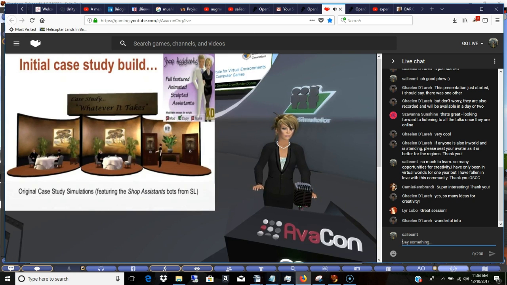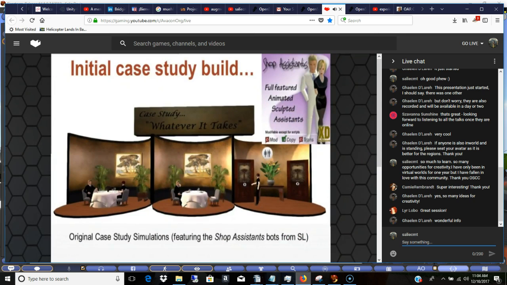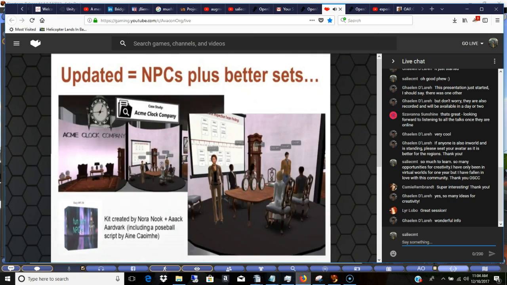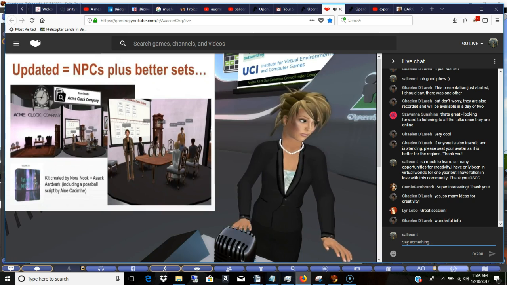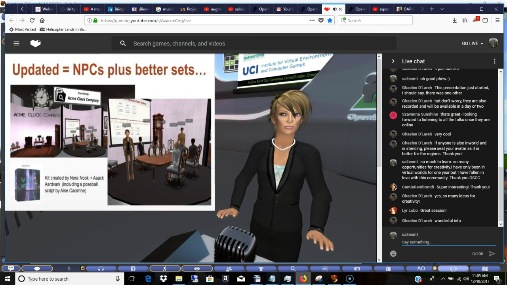As you can see from the image on the screen now, my initial case study build was in Second Life using Todd Borst's prim-based shop assistants. When it came time to update those simulations in OpenSim, one of the things that clued me into the need for updating them was a flip phone that was on one of the desks in the simulation. I elected to use NPCs, non-player characters, and in particular, I have been using Nora Nook's and Ak Aardvark's kit, and it includes a poseball script written by Anne Comey. There's also a copy of this kit in my speaker booth, number 22 on Expo Island, number 3.